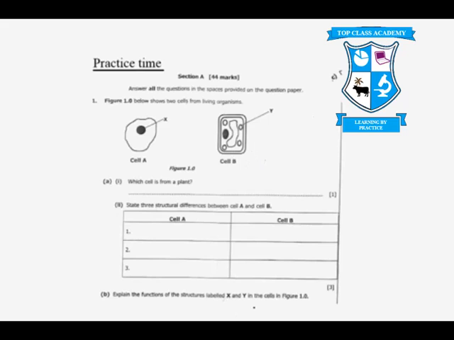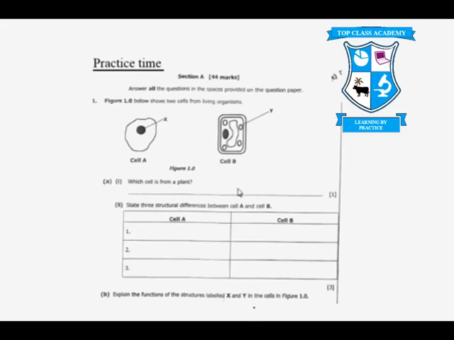The last part of the question is: explain the functions of the structures labeled X and Y in the cells. What is the name of this part? Before you talk about the function, first you have to understand what part this is, then you'll be able to give the correct function. This part is what we call the nucleus. The function of the nucleus is to control all the activities taking place inside the cell. It is also the storage for DNA.